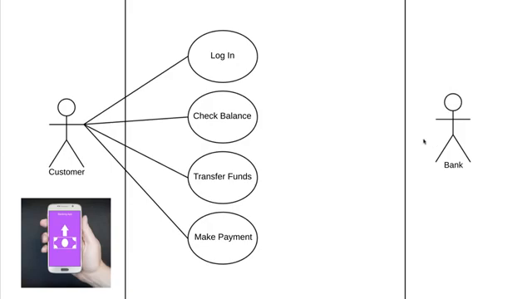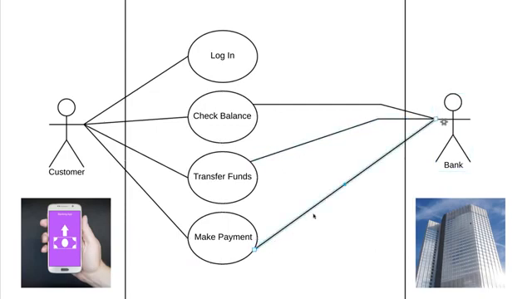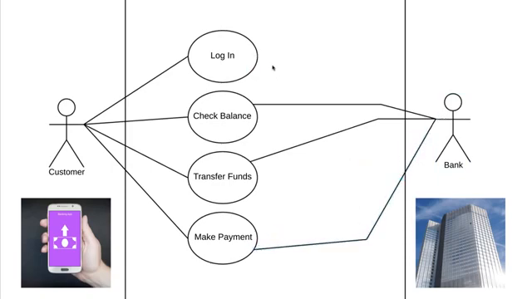Secondary actors will also have relationships. Remember, each actor has to interact with at least one use case, so which use cases will the bank interact with? When a customer wants to check their balance on the app, the bank is going to provide the correct amount. Let's draw a line between bank and check balance. Similarly, when a customer wants to transfer funds or make a payment, the bank is going to follow through with those transactions. We don't need to draw a line to login because that process happens within the banking app. There's no need for the bank to actually get involved with the login process.